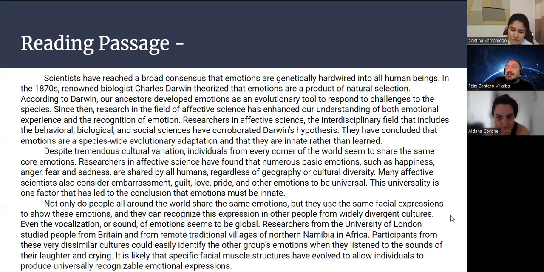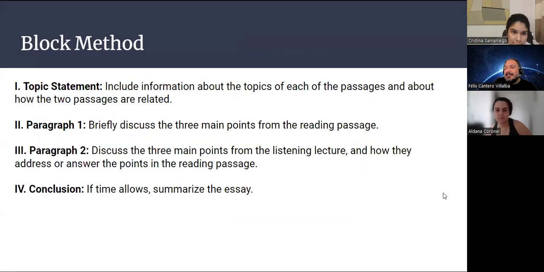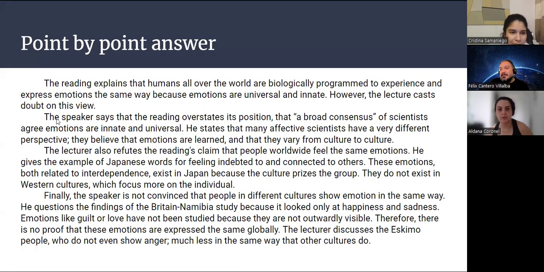I want to show you what the ideal answer is, which is this part, and see how it compares to yours. Okay, so Aldana, can you read the ideal answer? Okay. No, here. The speaker says. The reading. No, here. The speaker says. Tengo que leer eso. Yes, please. This is the ideal answer. And then we're going to compare it with yours.